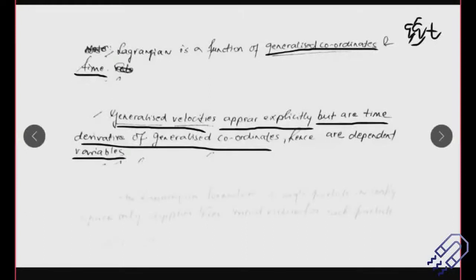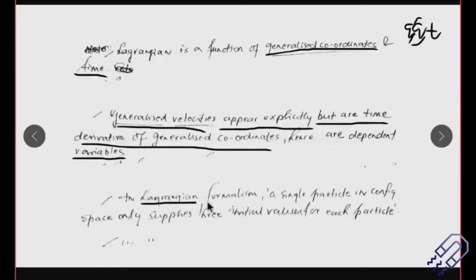When we consider a Lagrangian formalism, a single particle in configuration space only supplies three initial values for each particle. Let me tell you this: when we talk about the x-axis, y-axis, z-axis, or wherever your particle is placed, that space we are considering as the configuration space. And if you want to define the position of a single particle, we are going to use three variables, right?